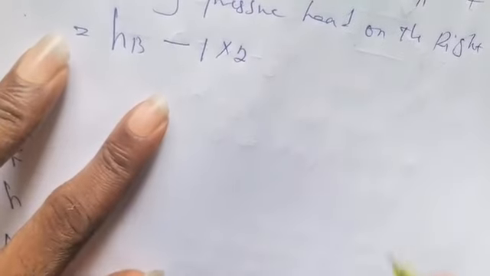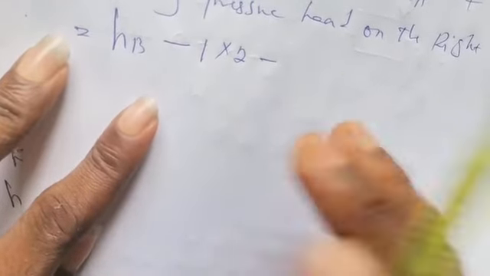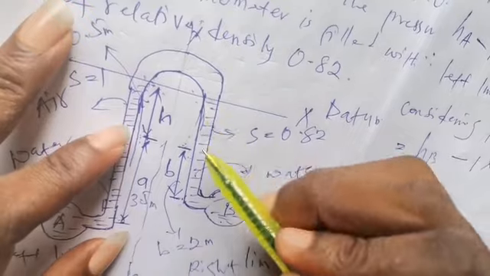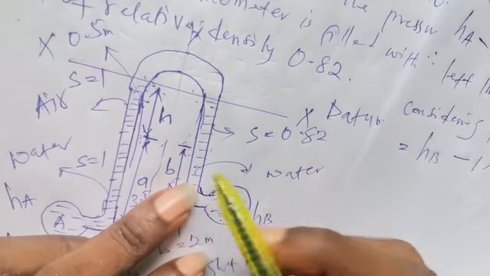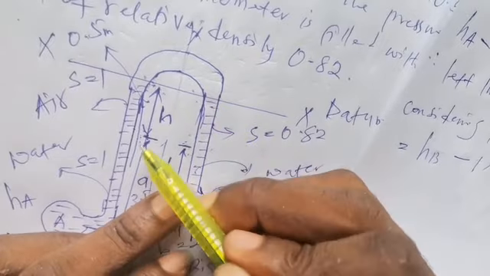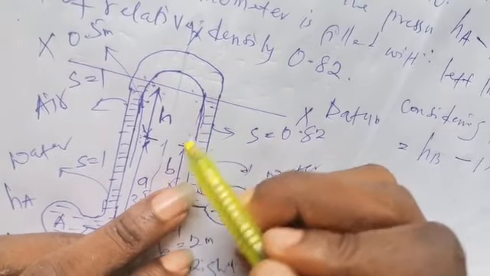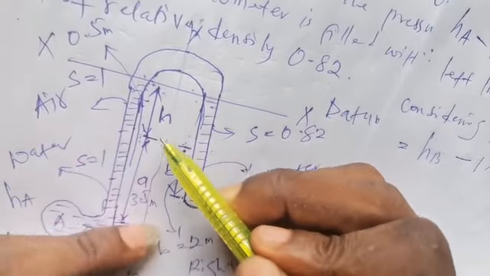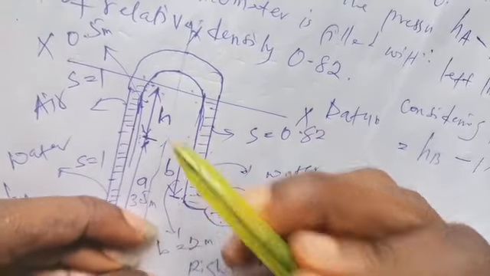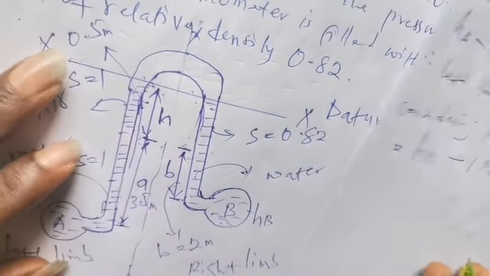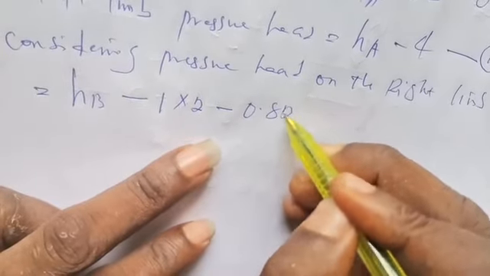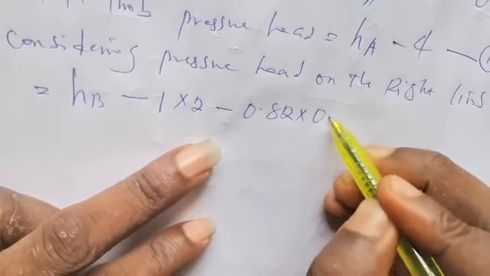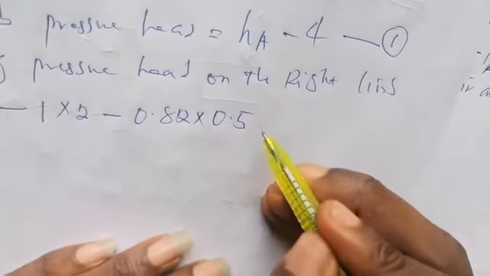The height is 2. Also minus, because it's an inverted tube manometer, we still have another fluid there, and that fluid has a specific gravity of 0.82. The height of that fluid, take note, is the same thing as this height h, as indicated in the question. Height h was given to us as 0.5. So you now have minus the specific gravity of that fluid, 0.82, multiplied by the height. The height is 0.5.